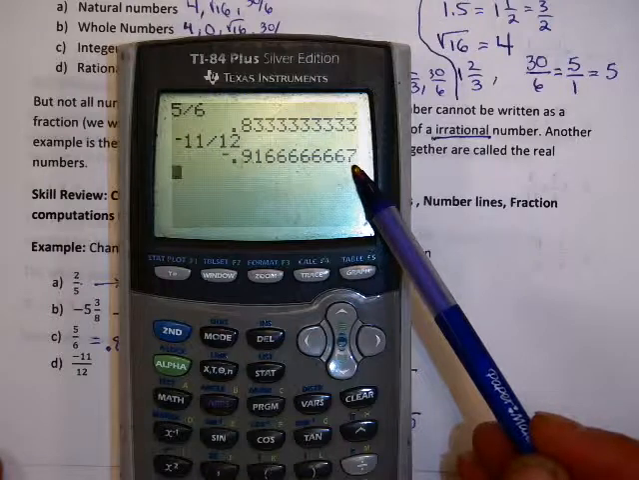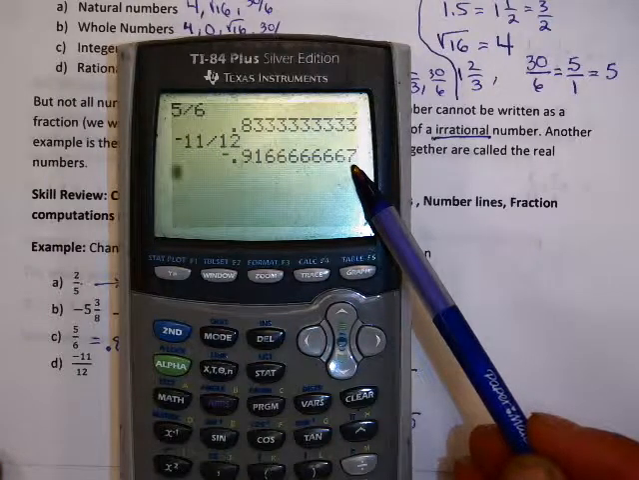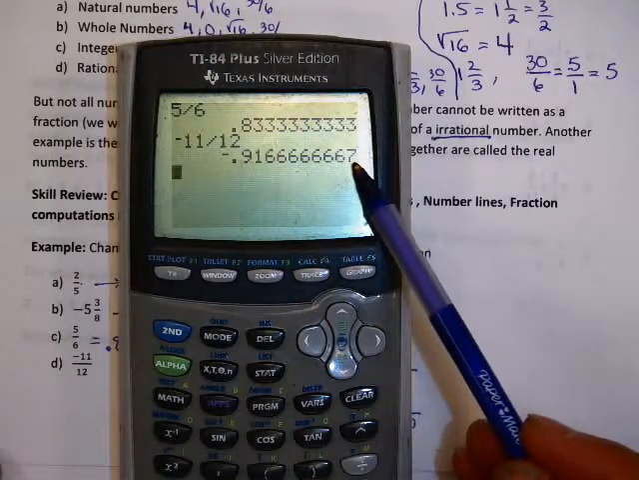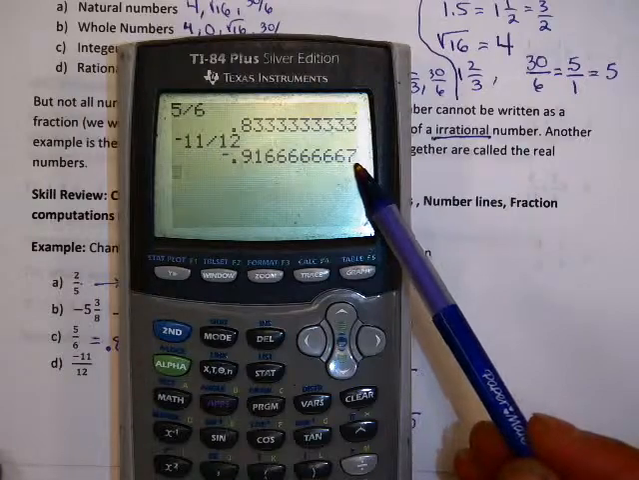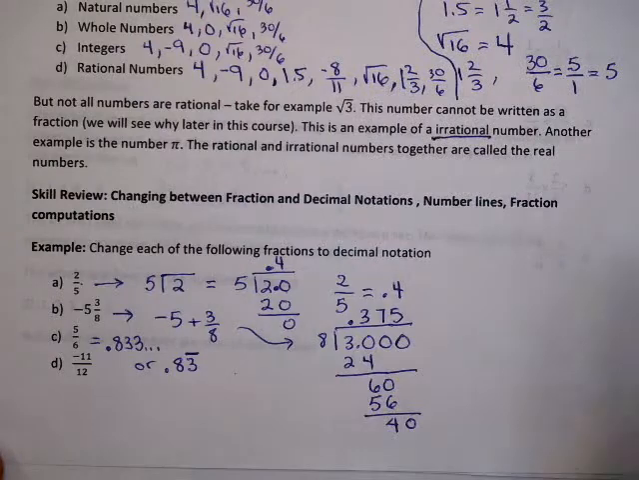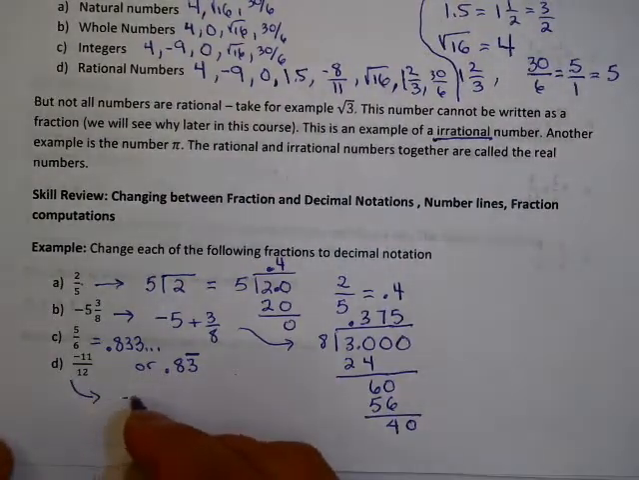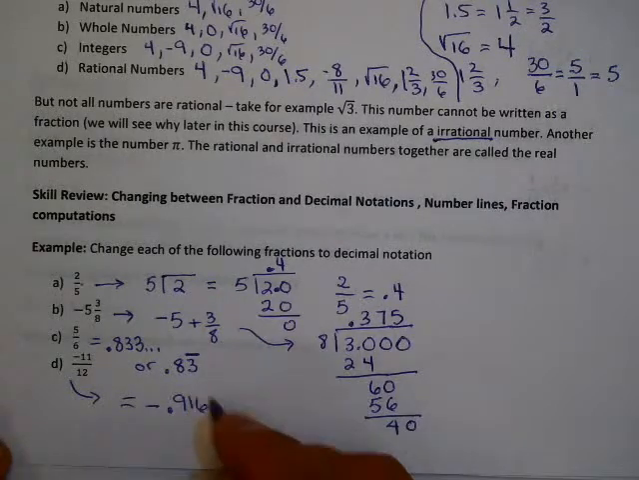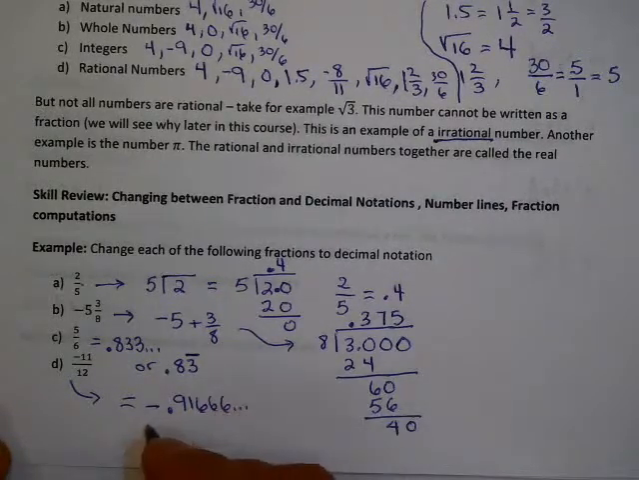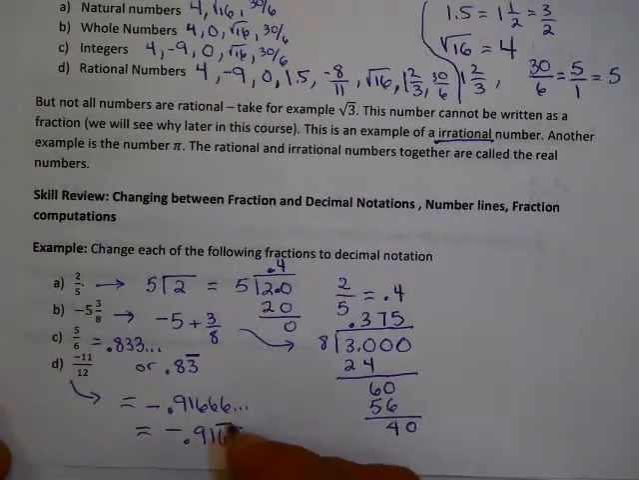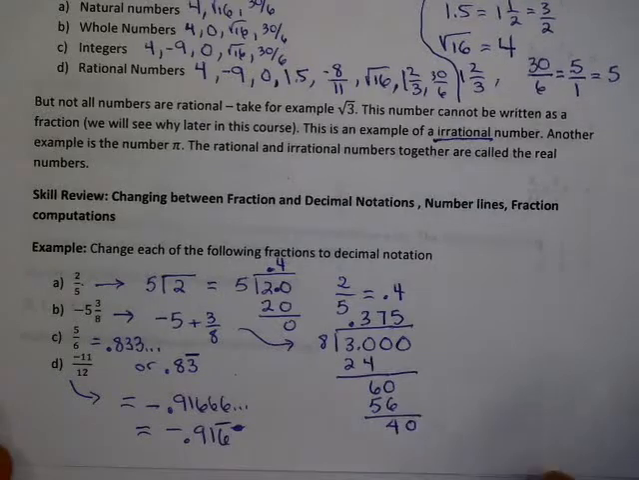0.9166666667. Now I have to tell you that 7 isn't really a 7. What they did here is round this digit. You only display this many digits, these 10 digits, and you rounded the last digit up to a 7. So in reality, 11 over 12 is minus 0.91666 repeated, and that's going to be minus 0.916, like this. Okay, that's one way to write that.